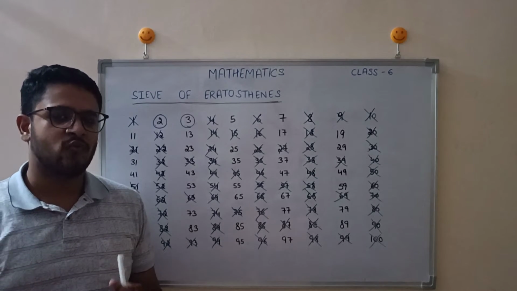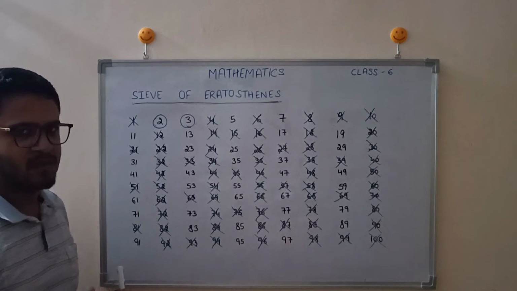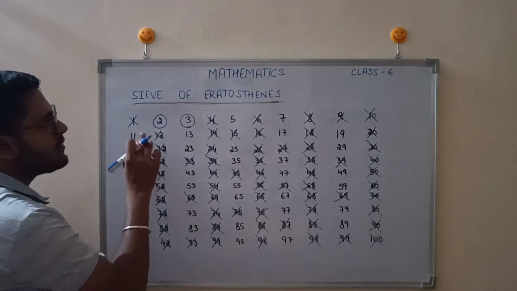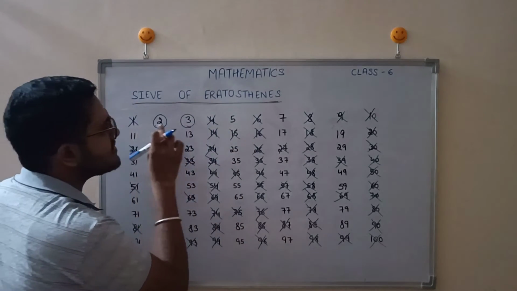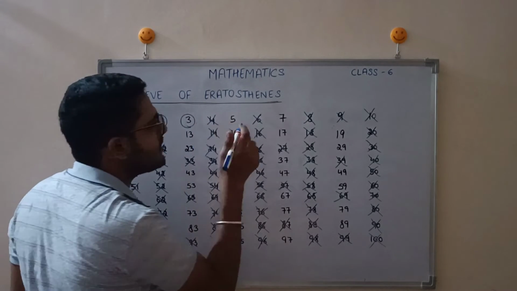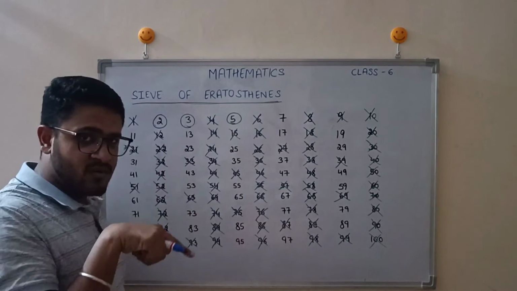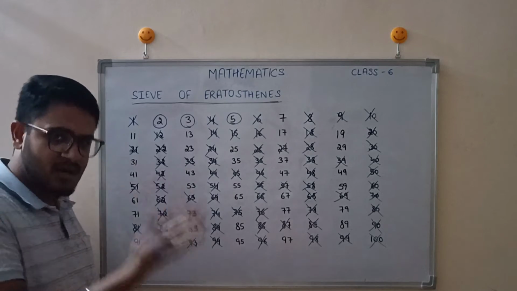Now we have to repeat step number 3 until we get all the prime numbers. So step number 3 is what? Encircle the next unmarked number. What's the next after 3? What is the next unmarked number? 5, right? We have to circle this number and cross out all the multiples of it.